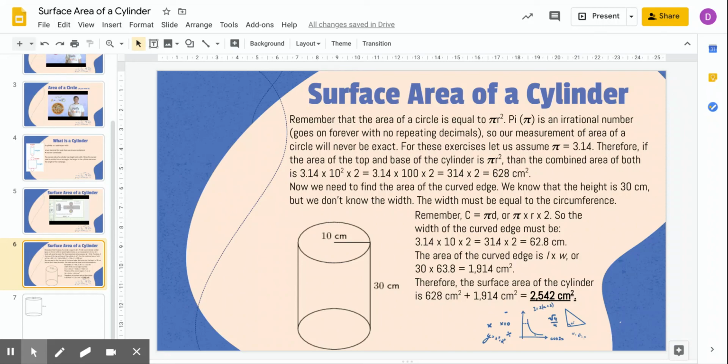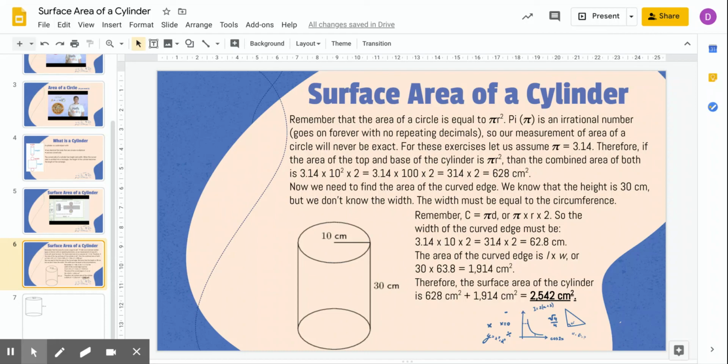Okay. Therefore, the area of the top and base of the cylinder, since they're both identical, is pi r squared, or pi times radius squared. Then the combined area of both should be pi r squared times 2, right? Because you have two circles, right? So it looks like 3.14 times 10, being the radius, so 10 squared, times 2.